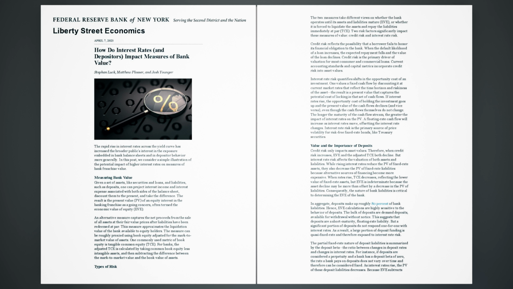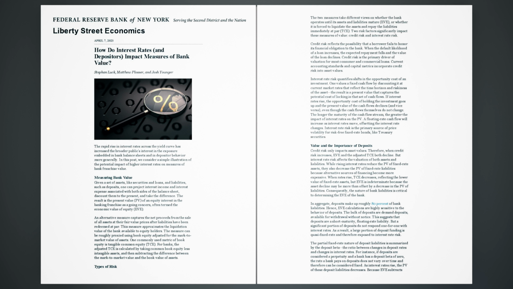Given a set of assets, like securities and loans, and liabilities, such as deposits, one can project interest income and interest expense associated with both sides of the balance sheet, discount them to the present, and take the difference. The result is the present value, PV, of an equity interest in the banking franchise as a going concern, often termed the economic value of equity, EVE.